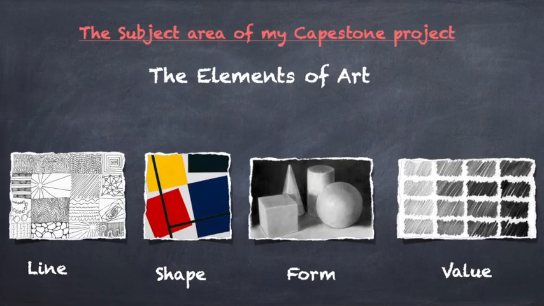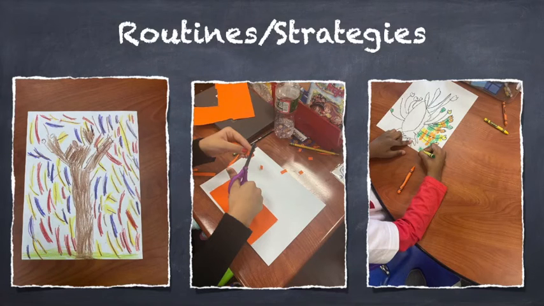The subject area of my capstone project is the elements of art, which I introduced to my students, which includes line, shape, form, and value elements. My capstone project is a unit that includes a total of 4 lessons that teach students the elements of art, which are line, shape, form, and value.